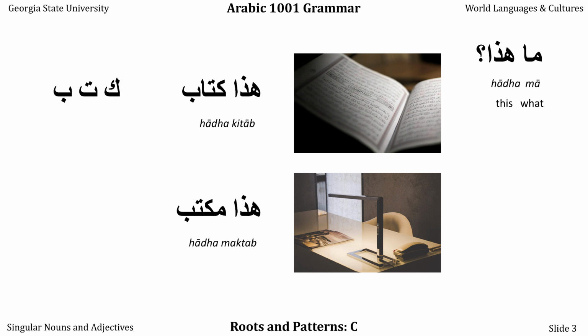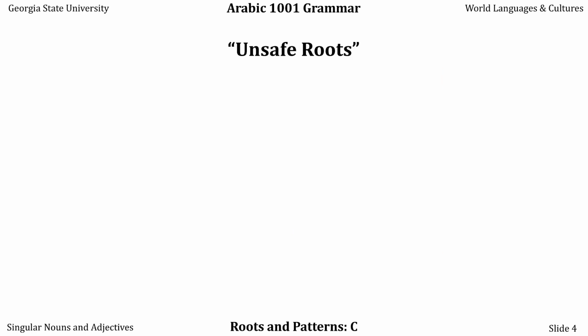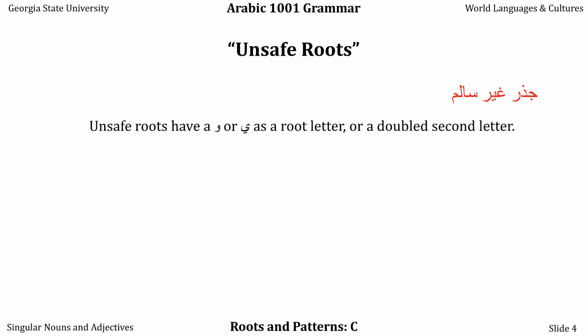Both of these words share the kaf ta ba root, ktb, for to write. This should be quite familiar to you by now. But we're going to discuss strange roots in this lesson. We call them al-jidr ghayr salim, the unsafe root. Unsafe roots have a waw or a ya as a root letter, or sometimes a doubled second letter.